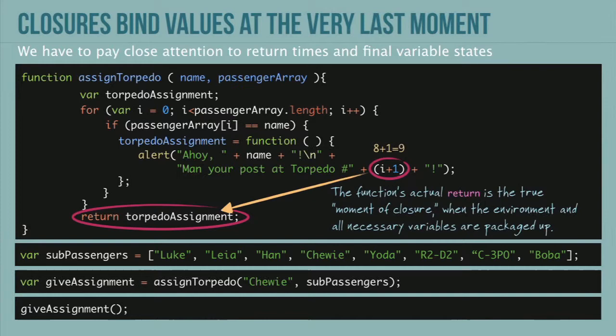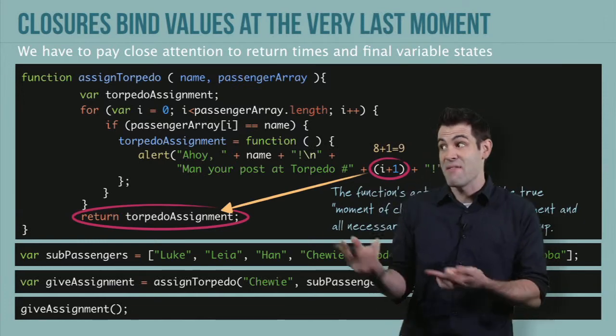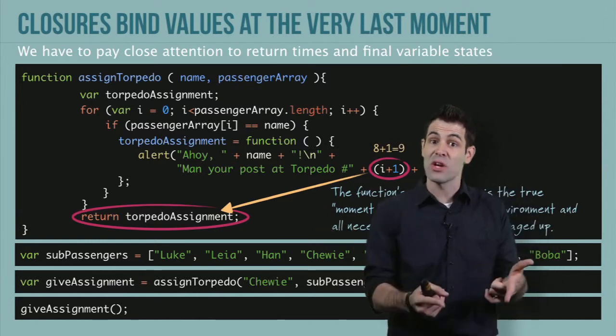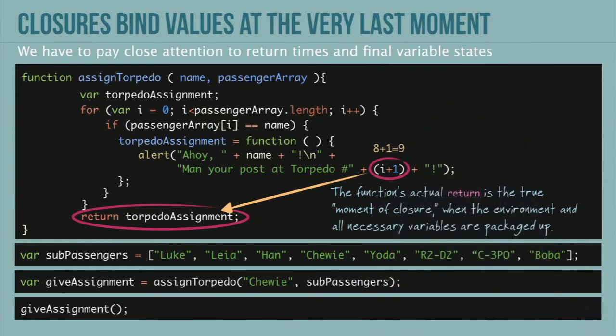The function's actual return is really when the closure occurs. That's when the environment is packaged up together with all of the necessary variables and returned. So when we called our torpedo assigner for Chewy, the i value that was actually in the function was 8, and so he got torpedo 9.